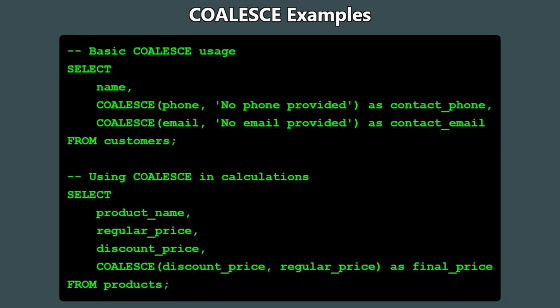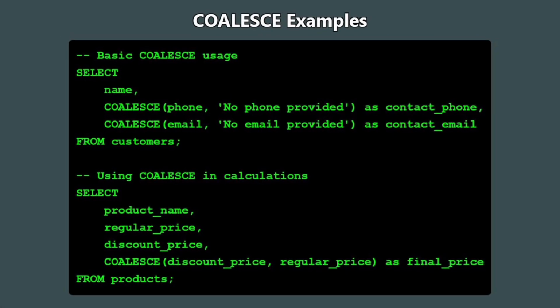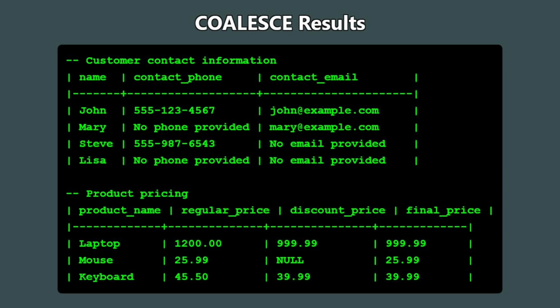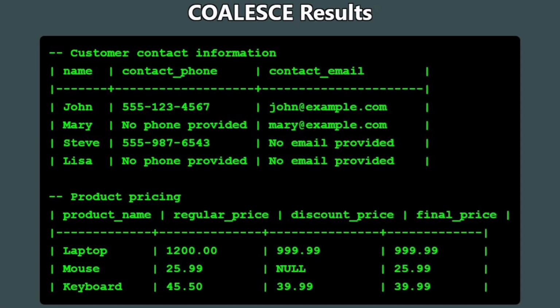In the first query, we are providing default text for missing phone numbers and email addresses in our customers table. In the second example, we are using COALESCE to choose between a discounted price and the regular price. If the discounted price is null, it falls back to using our regular price value. See the results. For our customer contact information, COALESCE substitutes our default text in each case of the missing values. For the product pricing, the laptop and keyboard have discounted prices which are used as the final price. The mouse has no discount price, so COALESCE falls back to the regular price of 25.99.